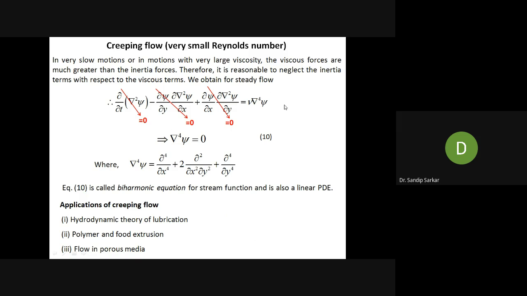If you want to solve the Stokes flow, or the creeping flow situation where the Reynolds number is very small, the governing equation that we need to solve for obtaining the stream function in a fluid domain is grad 4 psi equal to 0. This equation is called the biharmonic equation because the fourth-order term of psi is appearing, and that's why it is called the biharmonic equation.